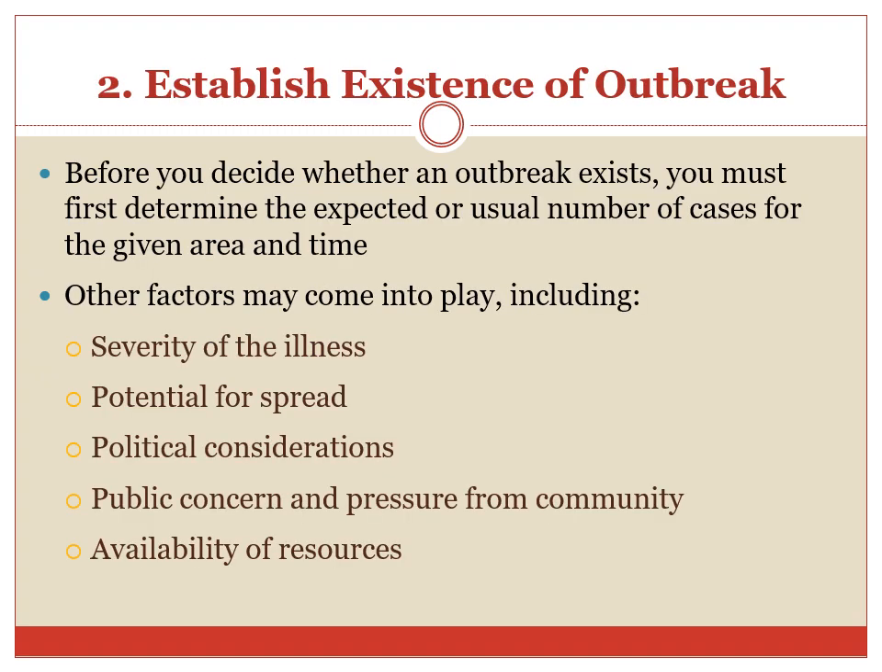The second step is to establish the existence of an outbreak. Is it true that there is an outbreak? Before we decide whether an outbreak exists, we must first determine what the expected or usual number of cases is for a given area and time. In order for me to decide whether this number that I'm seeing is higher than the normal, I need to know what the normal is. We also look at several factors that come into play, such as potential for spread, severity of illness, public concerns, etc.